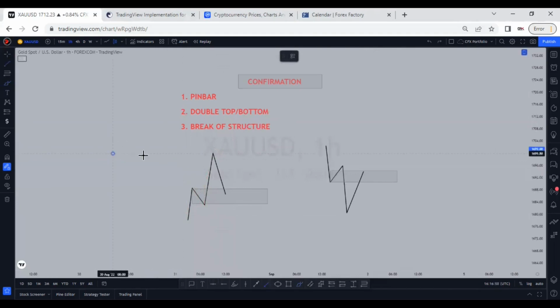Now this is what a double top looks like. We have a level. Let's say we have a supply zone here. Market comes to hit the zone, bounces off, comes to the level again. So this is the first top, this is the second top.